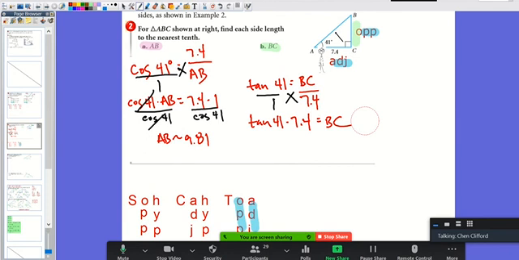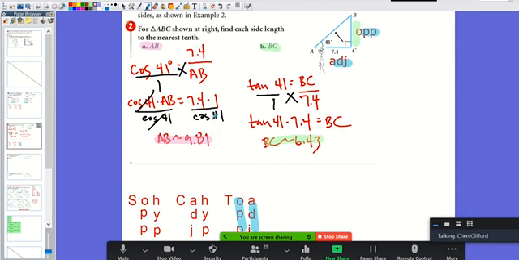Plug that into your calculator. In this case, this is pretty straightforward. There ain't no dividing going on. Tangent of 41 times 7.4, and you get 6.43 for BC. Okay, so BC, 6.43. Okay, so our green, that's BC, and our pink, that's AB.